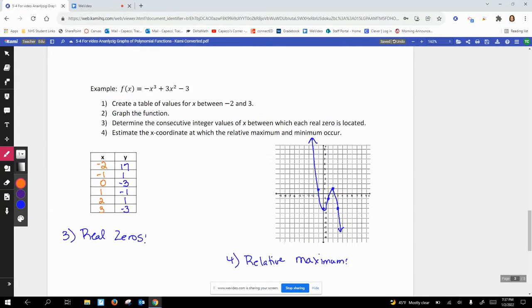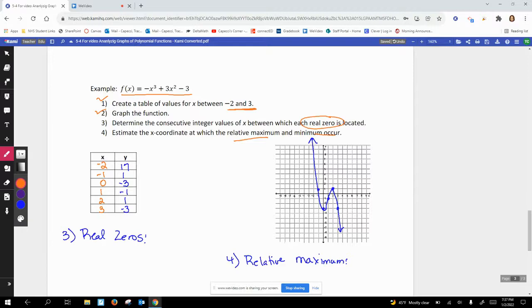Now, this is kind of taking everything from start to finish. So I'm going to give you a function, which is right there. You have a couple directions. First, you're going to create a table of values, and I give you your parameters there between -2 and 3. Then you're going to graph the function. And then we're going to look at determining, again, two things that we just worked on: determining the consecutive integers where the real zeros occur, and also finding the maximum and the minimum.